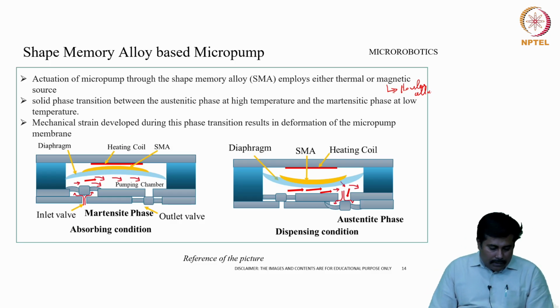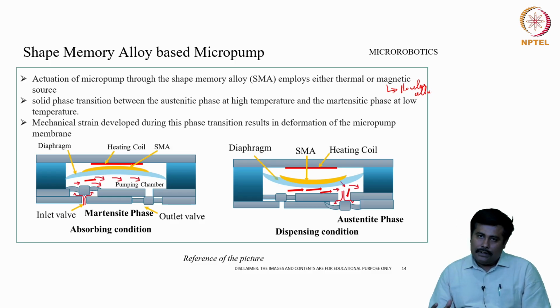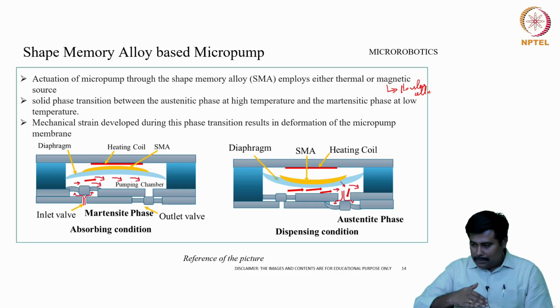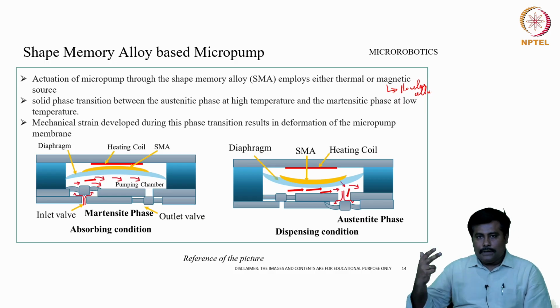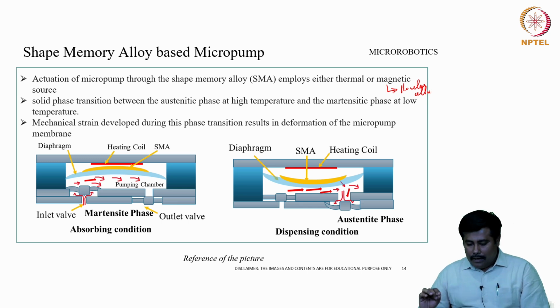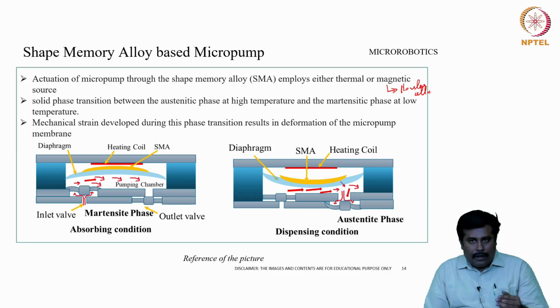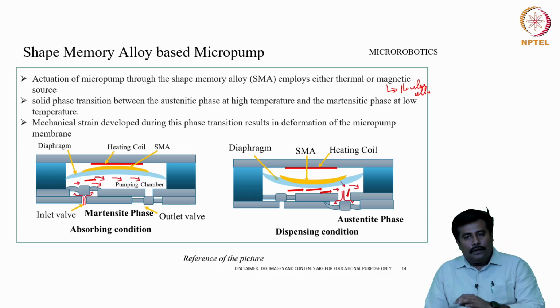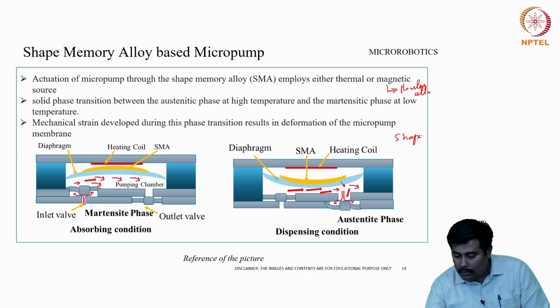With reference to the strain point of view, a mechanical strain can be developed during this phase transition, which results in the deformation of the micropump membrane. In this micropump membrane, we have a shape memory alloy based structure, and when we actuate it, the micropump membrane moves back and forth, and appropriately there is going to be a deflection, and from this deflection we can have control over the suction and the relief. Basically, we can have control over the absorption condition and the dispensing condition. If you remember, we had discussed this concept called shape memory alloy biomorph.